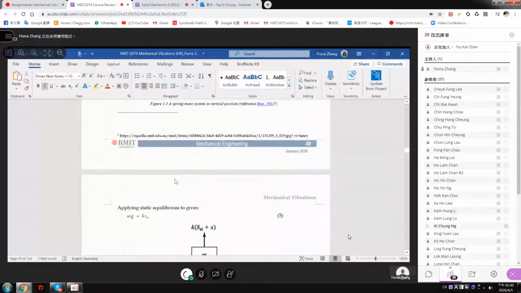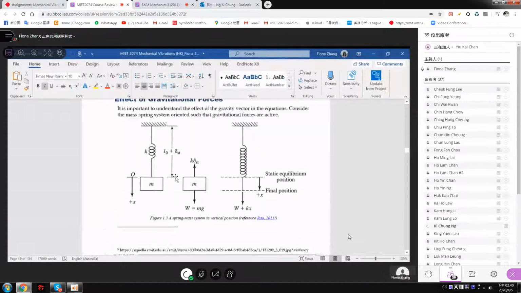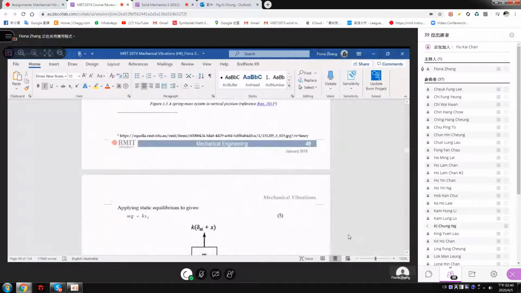Okay. So if you want, you can read this part. Page 49, 50.